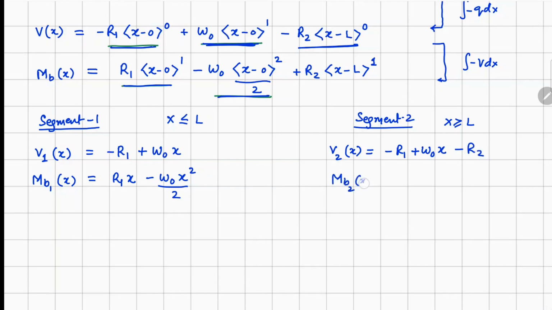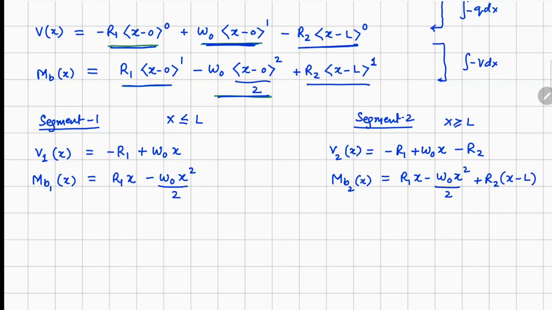Similarly for MB2x, we'll write down the MB1 value, which is R1x minus W naught x square divided by 2, and the last term here is going to give you plus R2 times (x minus L).